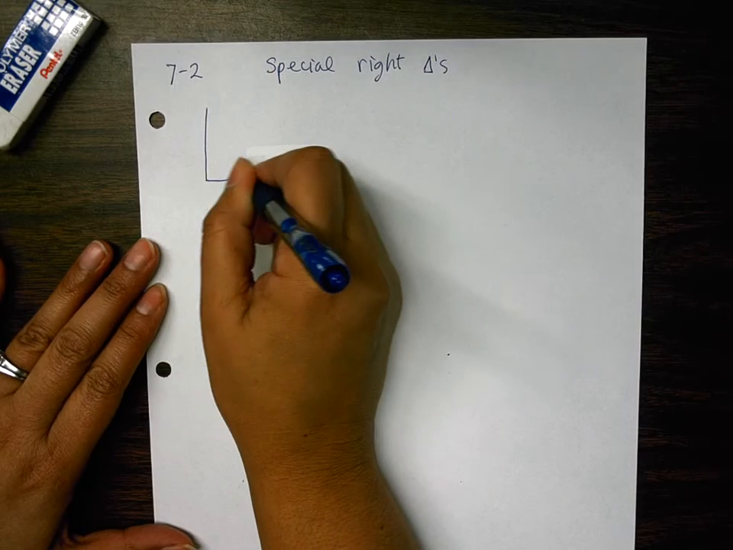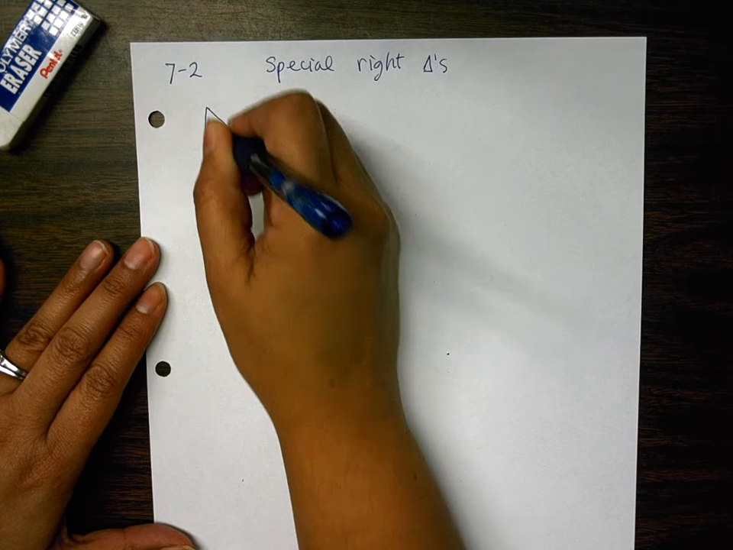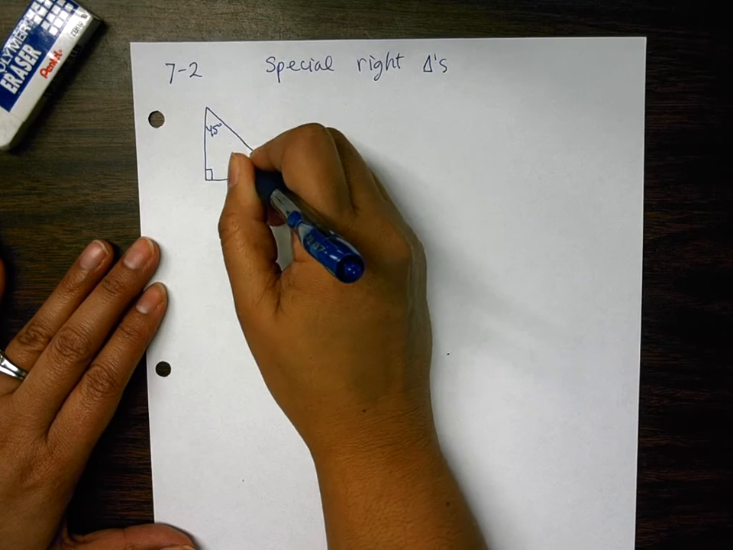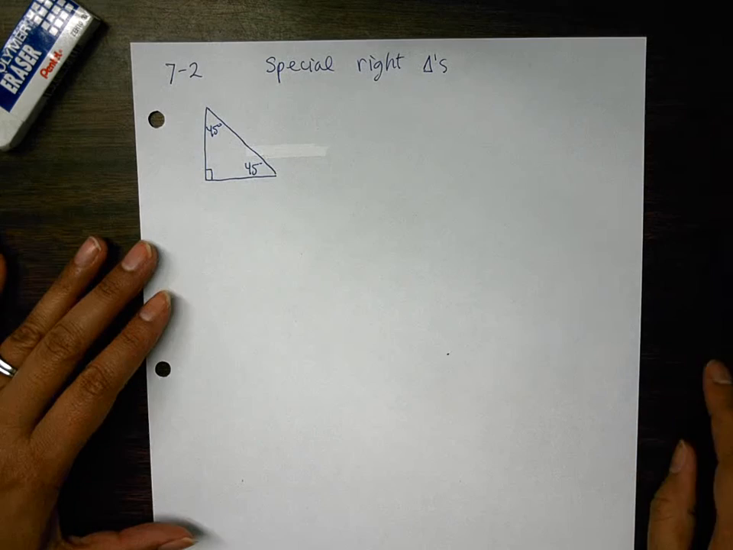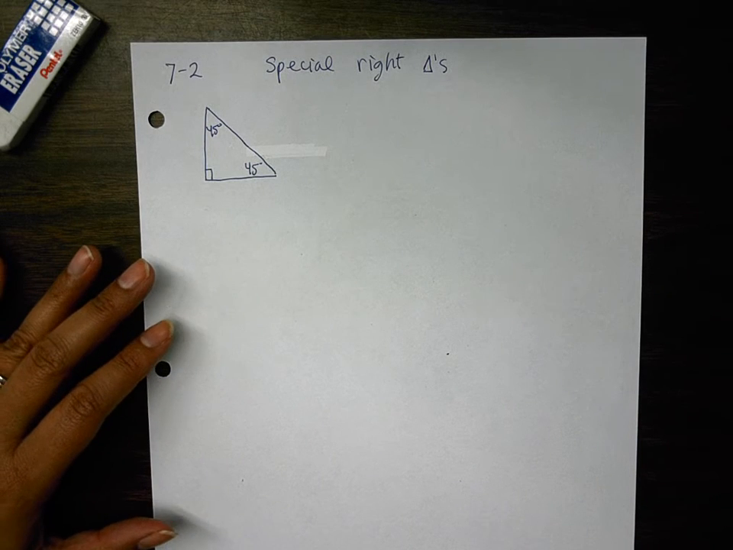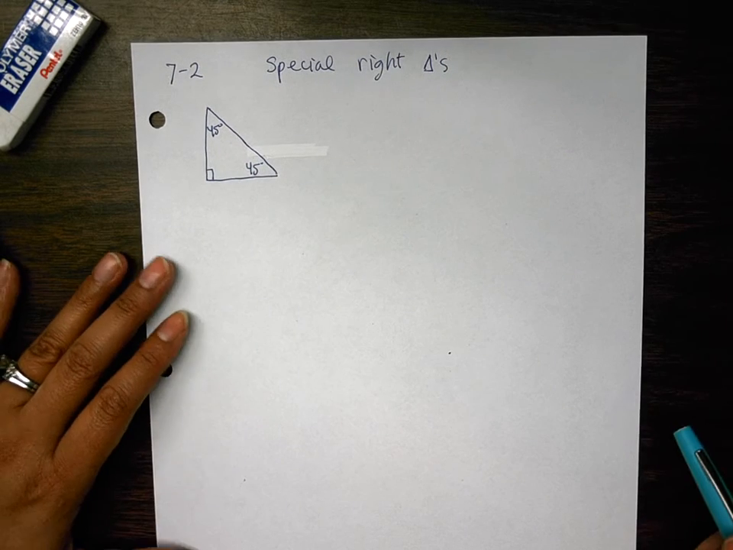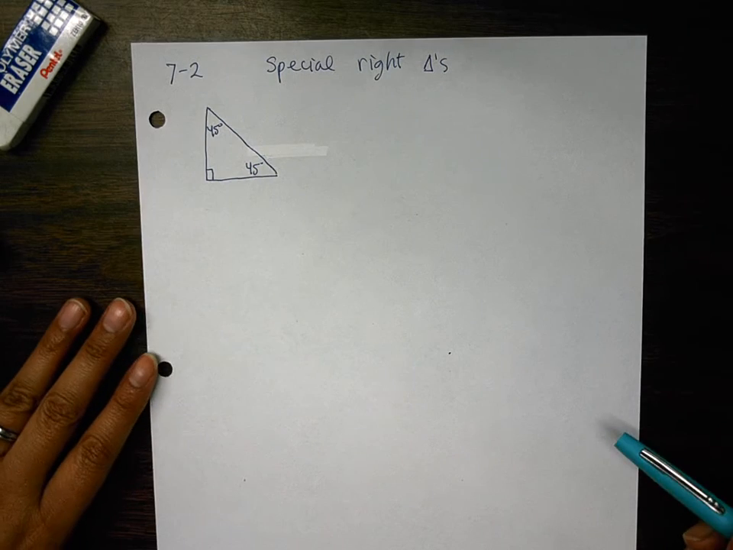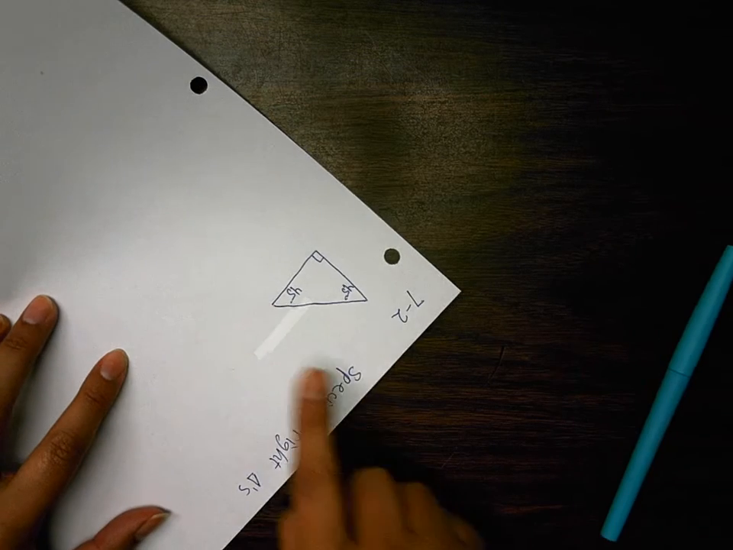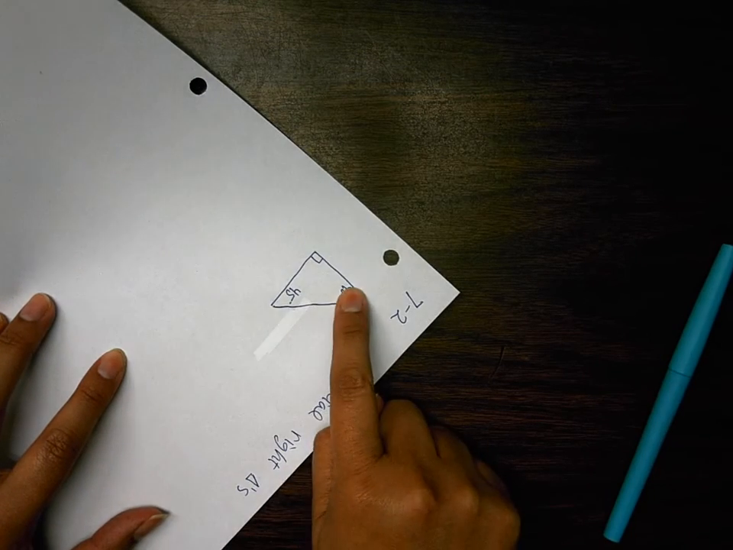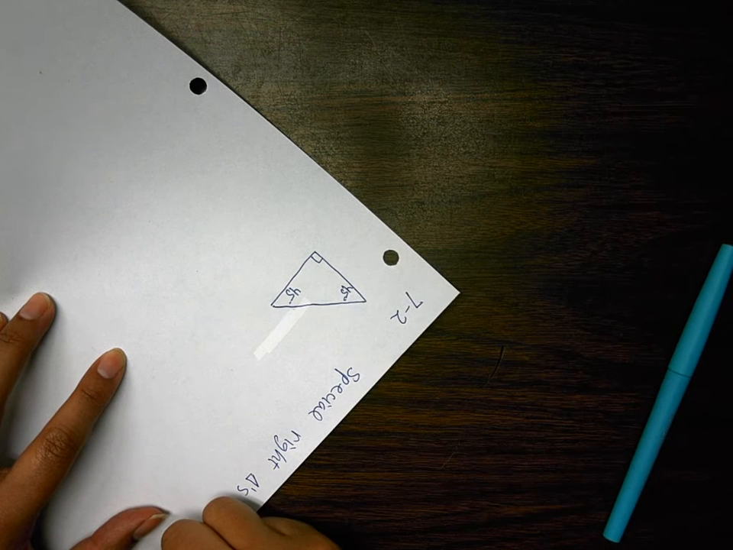Our first special right triangle is a 45, 45, 90. 45 degrees, 45 degrees, and 90 degrees. First off, do you guys agree that 45 plus 45 plus 90 is 180? Do you also agree this is an isosceles triangle? Here are the base angles. So here's the base side, and here are the congruent legs. Do you guys remember that?